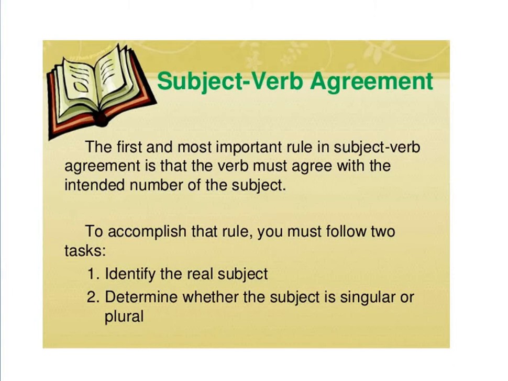agreement. The second one is to determine whether the subject is singular or plural. First, in a sentence, you have to identify what the subject is. Then you have to identify whether the subject is singular, I mean one in number, or plural, I mean more than one in number. So these two things you have to follow for following the rules of agreement in English grammar.